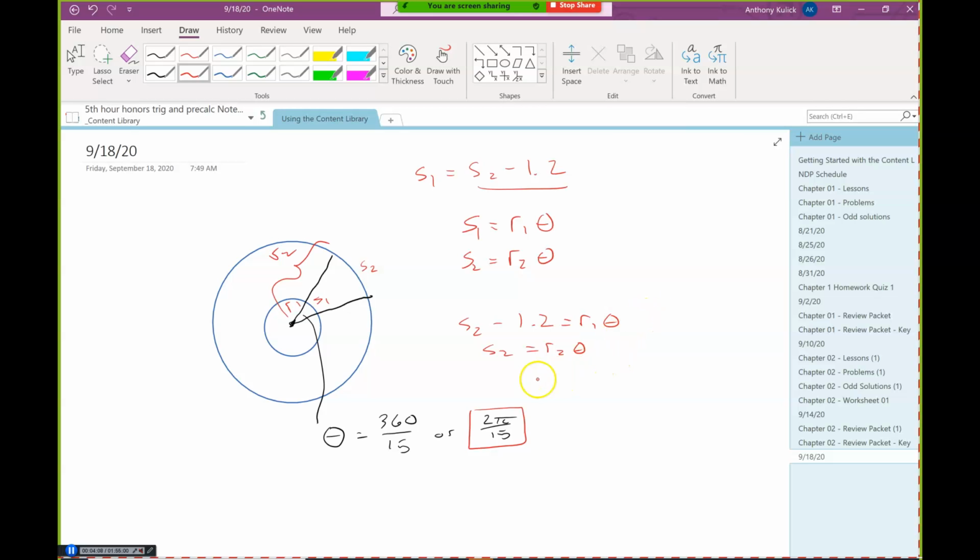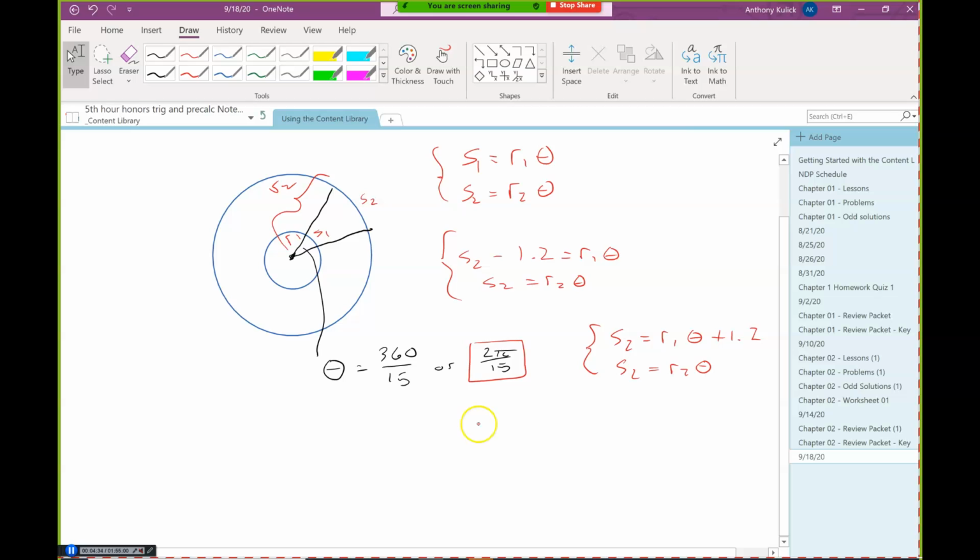And then I'm going to add the 1.2 to both sides. So here's my system. There's my system. So I'm going to have S2 is equal to R1 theta plus 1.2. And then S2 is equal to R2 theta. Everybody's so far so good? And now, because both of these 2 equations are equal to S2, I can set the right-hand sides equal to one another. Everybody's okay there?